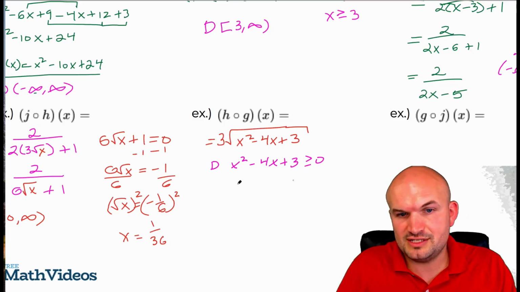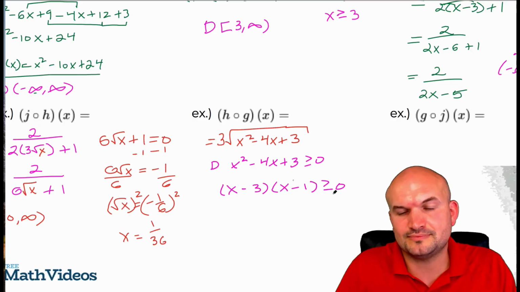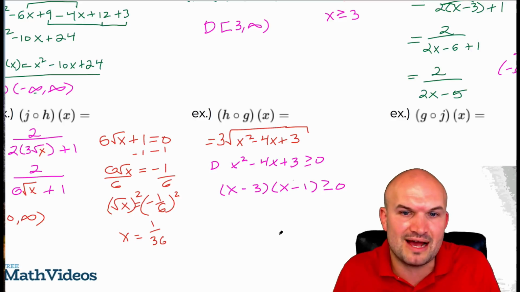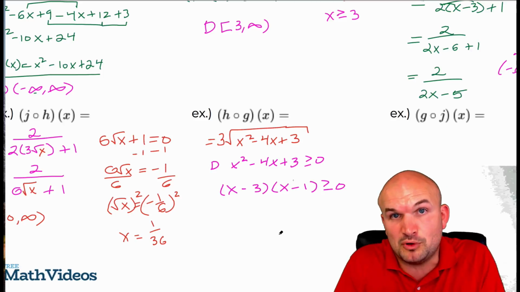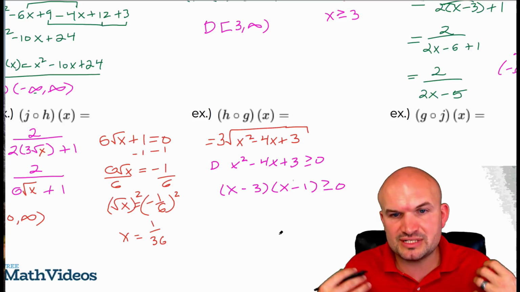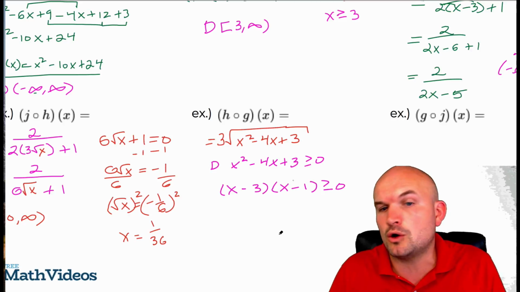Well, I can factor this. So by factoring this, I get x minus 3 times x minus 1 is greater than or equal to 0. Now what we need to do is understand when this graph is going to be greater than 0. We don't want to set both of these equal to 0 using the zero product property. What we want to do is understand when the values are going to be greater than 0 or not.